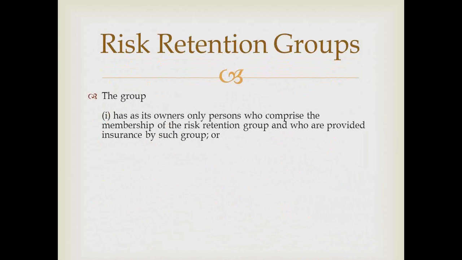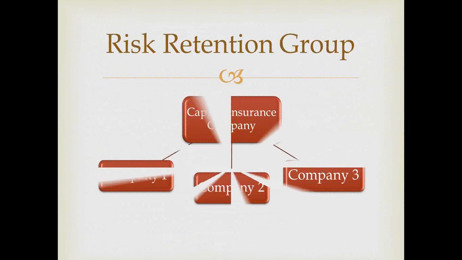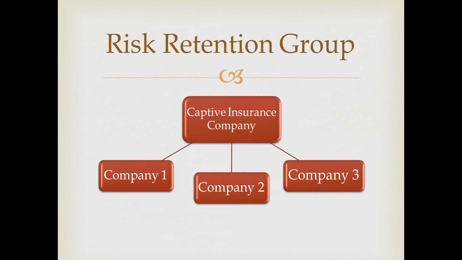Now, the group has as its owners only persons who comprise the membership of the RRG and who are provided insurance by the group, or has as its sole owner an organization which has as its members only persons who comprise members of the RRG and its owners only persons who comprise members of the RRG. Notice that this looks an awful lot like an association captive. Basically, an RRG is an association captive organized under federal law. And that's why when we look at the picture of an RRG, it's basically the exact same picture as an association captive.